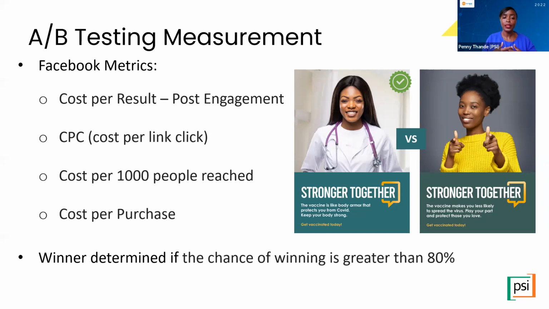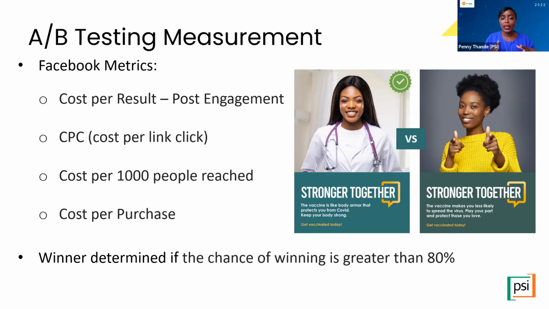It could also be the cost per 1,000 people reached. This is especially if you wanted to create awareness. So you want to find which creative will give you the lowest cost in terms of reaching a large number of people, so that you can maximize your advertising dollars. And then also it could be cost per purchase, but this is more common for e-commerce, for a more commercial context, as opposed to a health area.